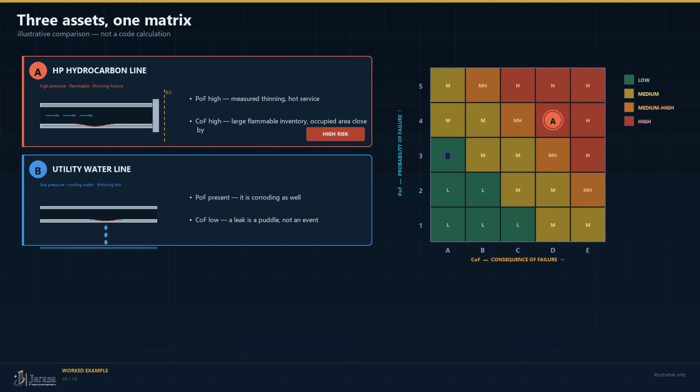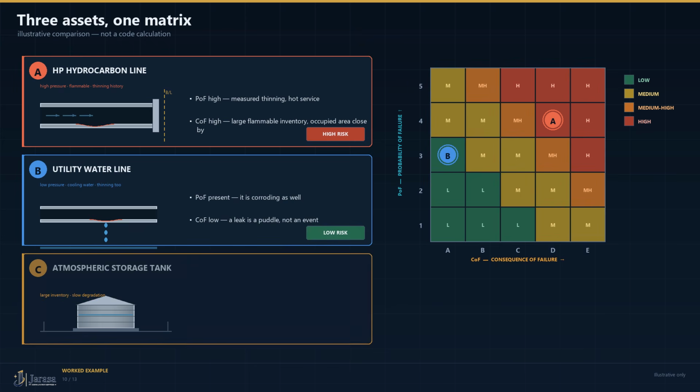B: a low-pressure utility water line. It is corroding too, but a leak is a puddle, not an event. Low consequence pins it to the left-hand edge, in the low-risk band, whatever its corrosion rate.